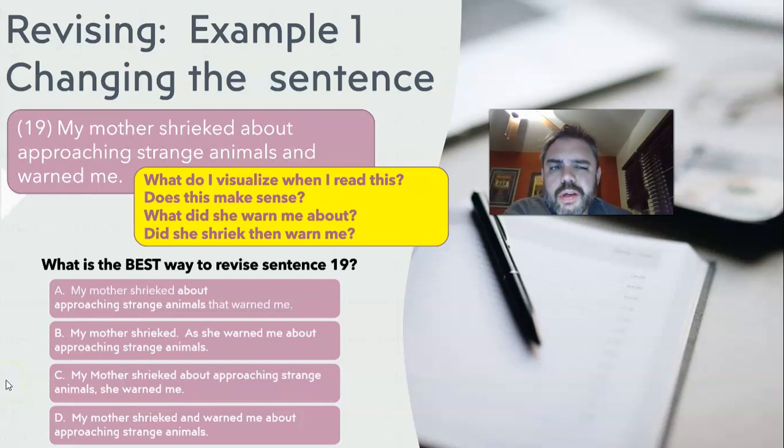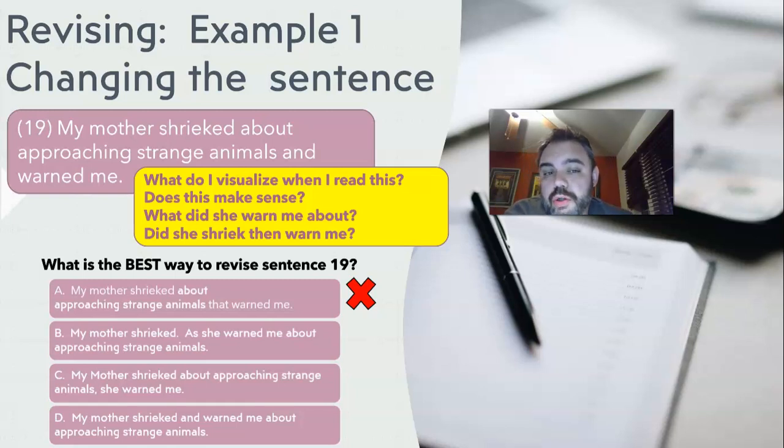So here I'm going to do some thinking aloud, and this is exactly what I want you guys to do. Like I said, I don't have any trouble understanding the individual words of the sentence, so I'm just going to really visualize what's going on in each one of these sentences. So starting with A, my mother shrieked about approaching strange animals that warned me. Well, I don't think the strange animals are warning me about anything. So that's a no. Hard no. That's an obvious no.